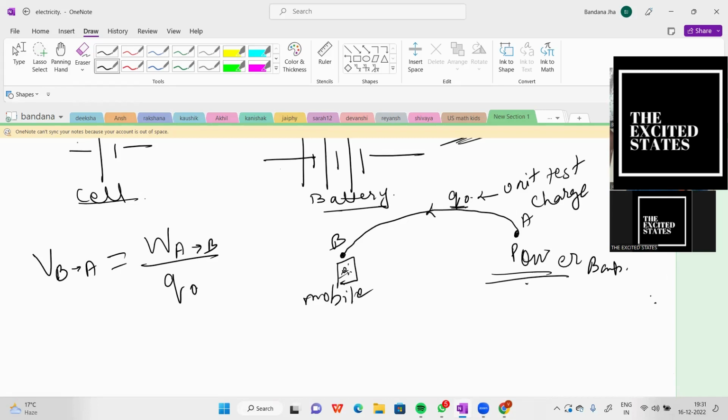This is without gaining kinetic energy. It means it should be very, very slow. That's the reason when you charge your mobile, it takes half an hour, 45 minutes, 1 hour. If you charged it any faster, your phone would catch fire.